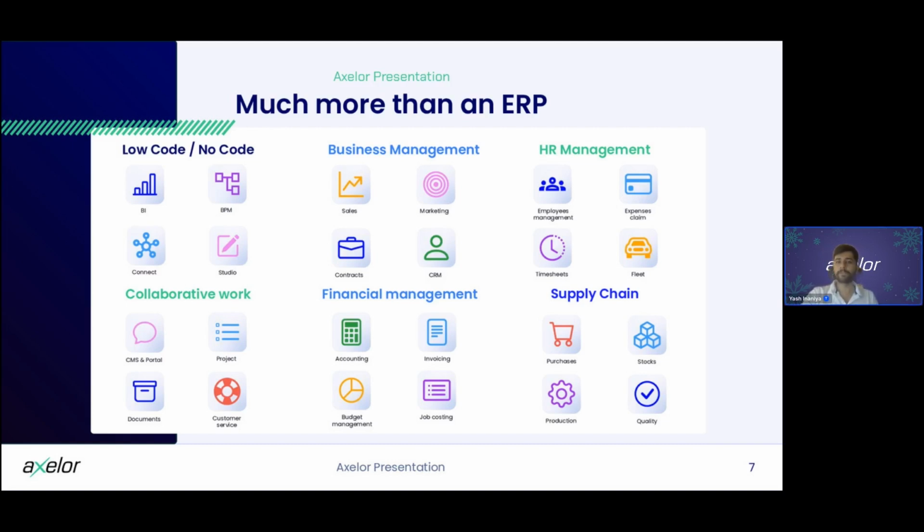Combining all the applications, we can segregate into business management, that is the core, sales, CRM, purchase part of it. Then you have the HR management suite of applications. Supply chain, that's the most useful and required when it comes to an ERP. And then the financial management to manage all your financial processes.